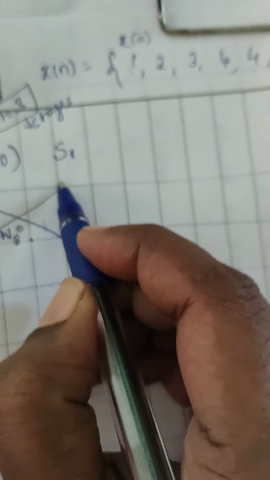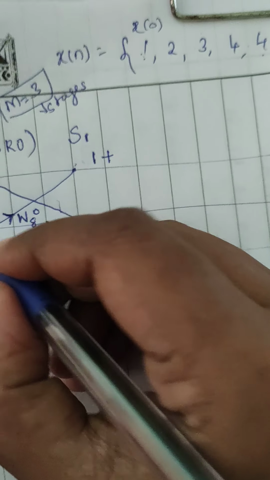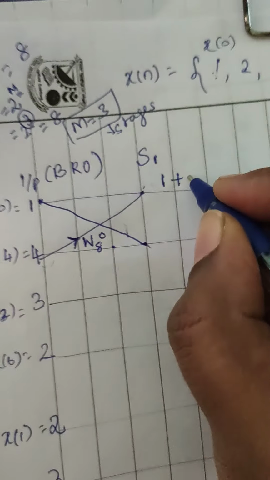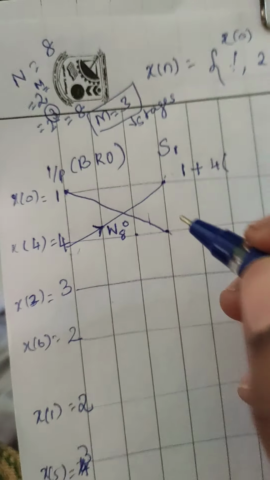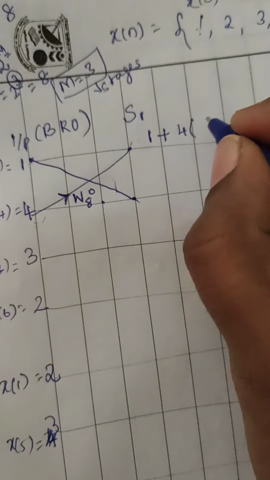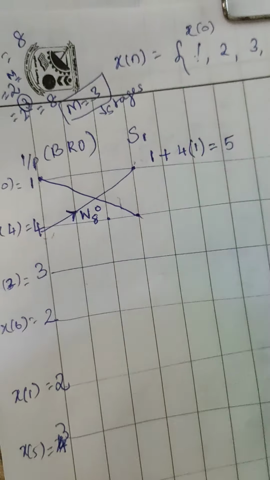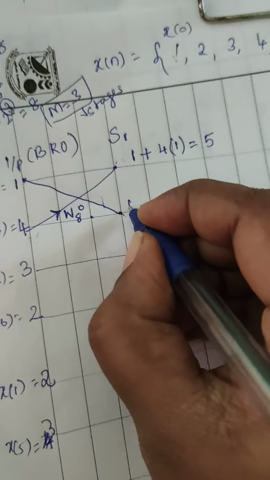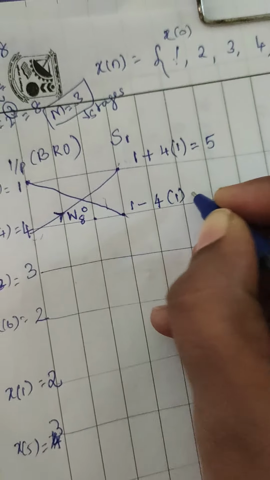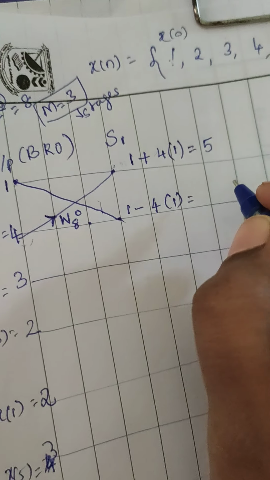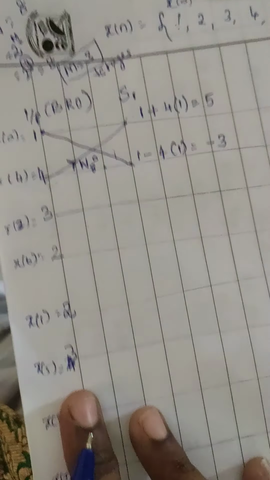So what is A here? A is 1, and B is 4, into W n power k, that is W 8 power 0. What is our W 8 power 0? W 8 power 0 is 1. So what is 1 plus 4 into 1? That is 5. Similarly, A minus B is 1 minus 4 into W 8 power 0, so 1 minus 4 will be equal to minus 3. So this is our stage 1 answer.